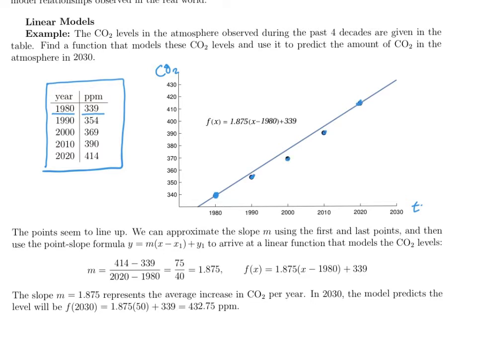And what we're searching for is a line that fits the data. And you can see here, if we draw the unique straight line between the first and the last data points, it fits the data reasonably well. So we might use that as our model to predict future levels of CO2 in the atmosphere.